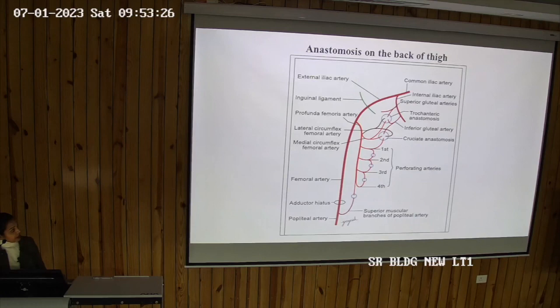Here, there is participation of the inferior gluteal artery, not the superior gluteal artery. In this cruciate anastomosis, there is anastomosis between the descending branch of the inferior gluteal artery, the transverse branch of the medial circumflex and lateral circumflex artery, and the ascending branch of the first perforating artery of profunda femoris.